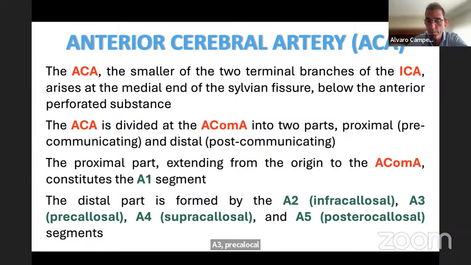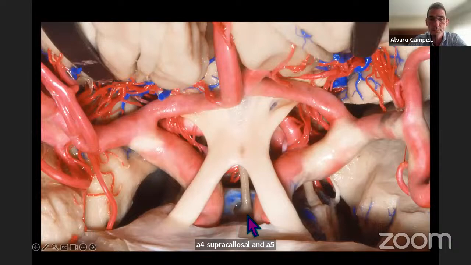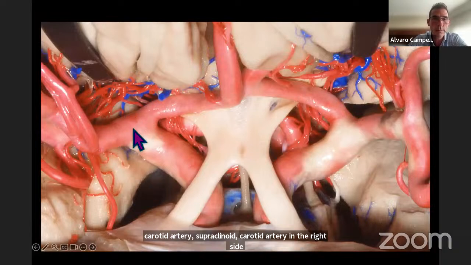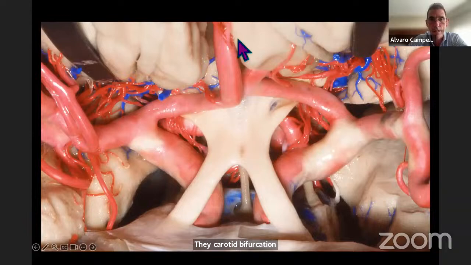So here we can see the right and the left optic nerve and the pituitary stalk. Here is the supraclinoid carotid artery on the right side, the carotid bifurcation, M1, and here starts the anterior cerebral artery. So from the bifurcation to the ACom artery is A1, or the pre-communicating portion, and from the ACom distally is the post-communicating portion.